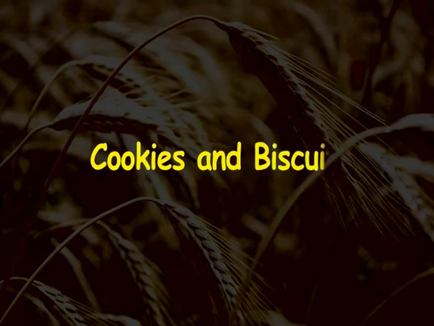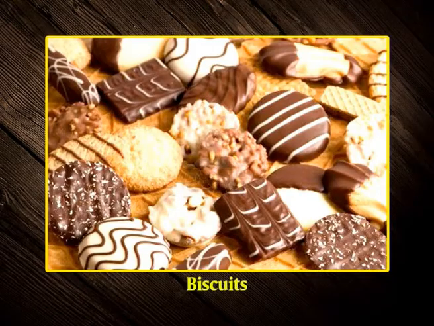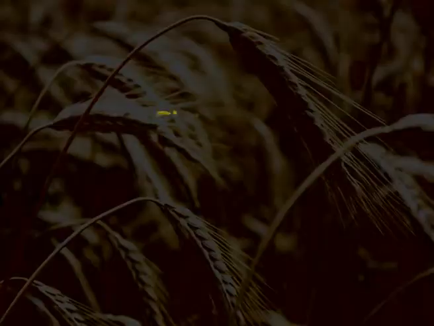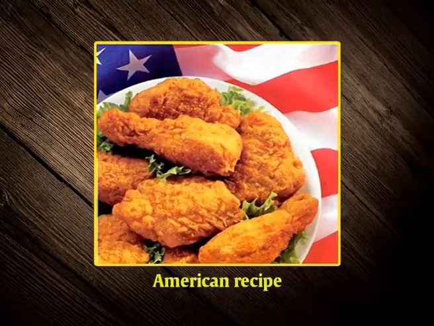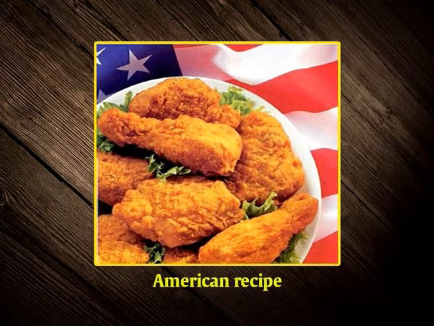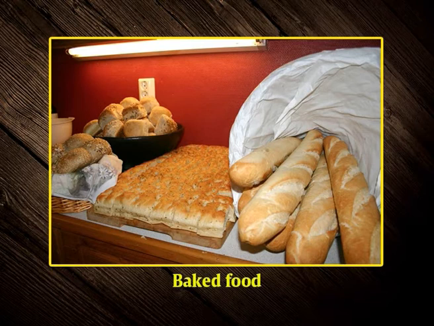Cookies and biscuits. The term biscuit is used in Britain to describe a flat, crisp baked good. The term cookie is reserved for something softer and thicker, or for a food made to an American recipe. Cookies are most commonly baked until crisp or just long enough that they remain soft.